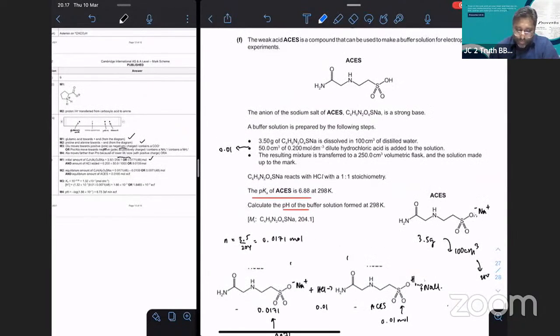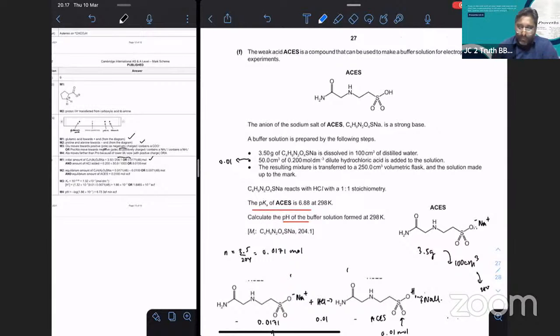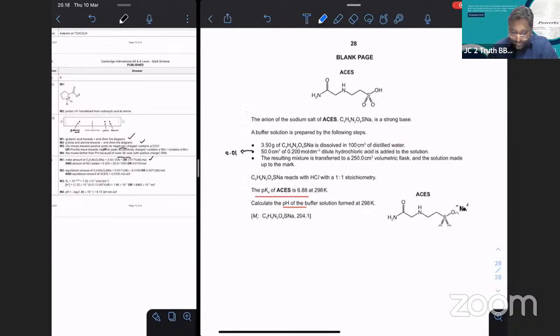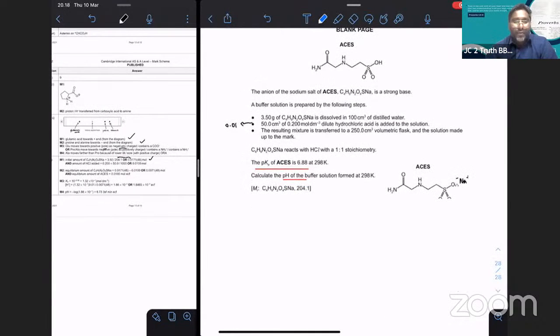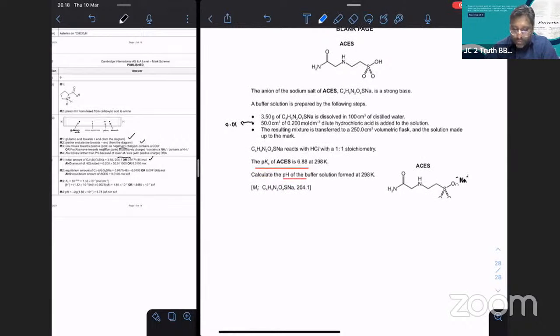Now the next question over here. This is a very interesting question. I put the question over here again so we can go through it. You see here, the anion of the sodium salt is a strong base. So this is not an ion; this is going to be a molecule. And when you have this salt, then it's a very strong base.